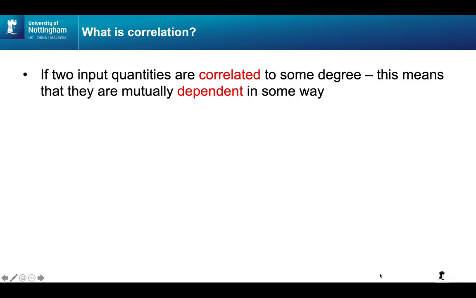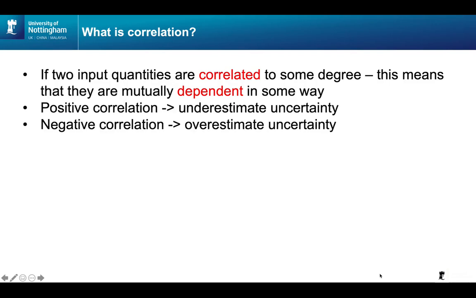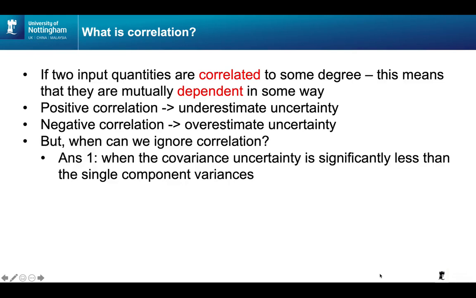Although many people, when they're calculating uncertainties for surface texture, assume no correlation, it's not strictly true. And if you've got an optical measurement, then the size of the influence of the beam will affect more than one point. It'll affect the point plus its neighbouring point, so it's correlated. If you've got positive correlation and you ignore it, you will tend to underestimate your uncertainty, and if it's negative, you'll overestimate your uncertainty. But when can we ignore it?